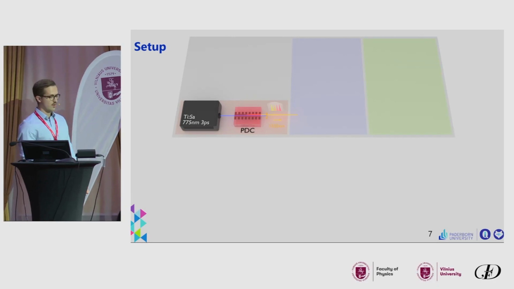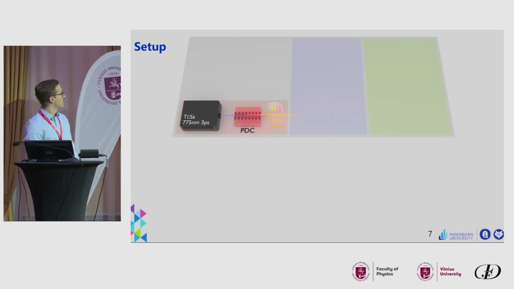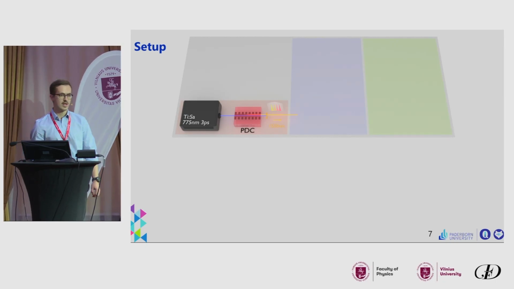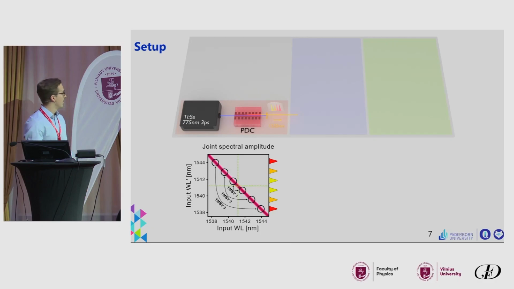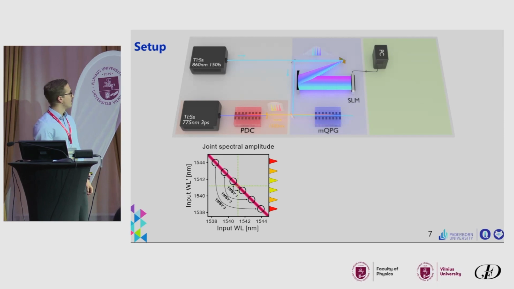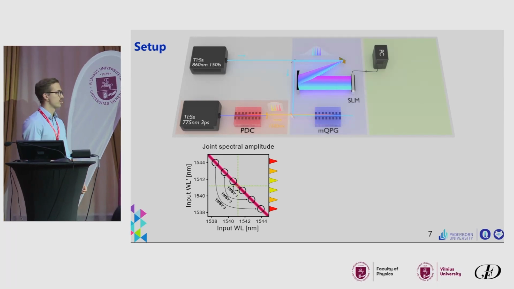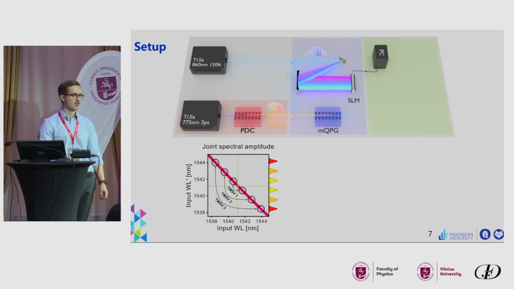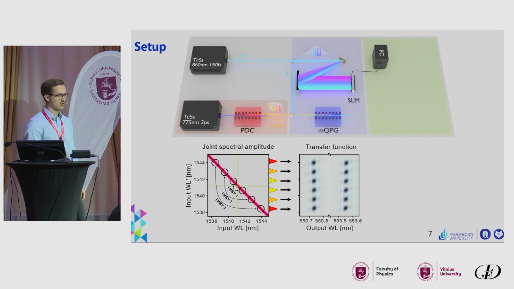We start, as I said, from our type 0 PDC source, which we pump with a pulsed laser at 775 nanometer to generate our squeezed light at telecom. This provides us with these squeezed states in the frequency bin basis, which we then send into our second nonlinear crystal in the MQPG, where we combine it with a classical pump field, which comes from a second pulsed laser at 860 nanometers, which we first send into the pulse shaper to carve out the frequency structure we need to realize the transfer function we want.